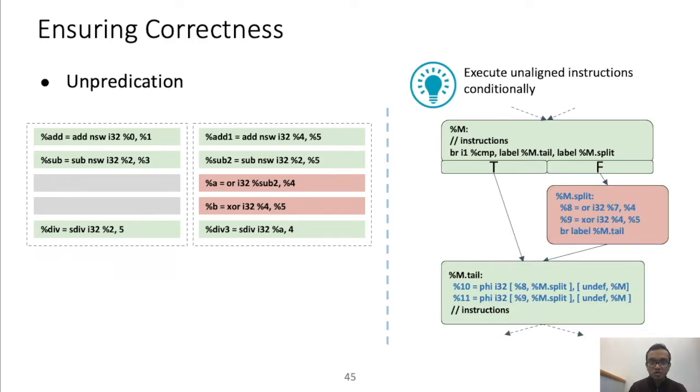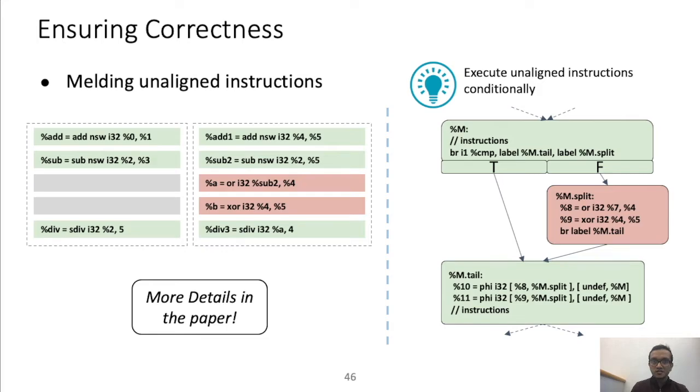To avoid these shortcomings, we generate code to conditionally execute unaligned instructions. We call this process unpredication. Unpredication moves the unaligned instruction into new basic blocks and adds phi nodes to ensure their values are flowed to users correctly. More details about these steps that ensure the correctness of control flow melding are provided in our paper.